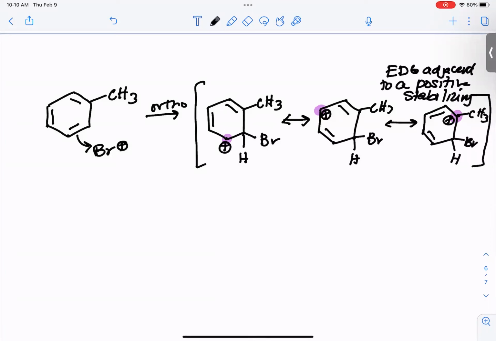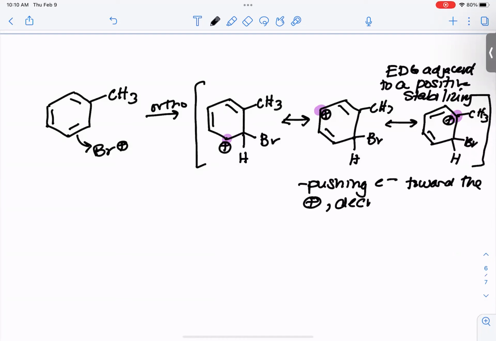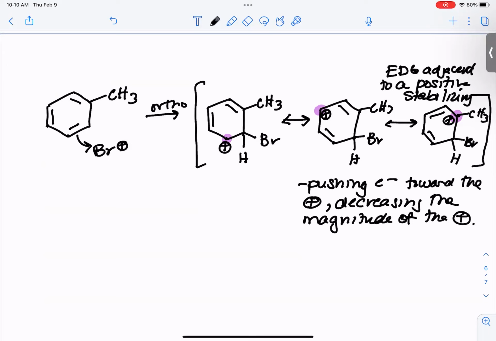It's stabilizing because it's pushing electrons toward the positive and decreasing the magnitude of the positive charge. Right? The whole idea is you don't want charges. You want things to be neutral, or you want your charges to be spread out. So if we can push some electron density into that charge, we make a more stable, happy, positive charge.